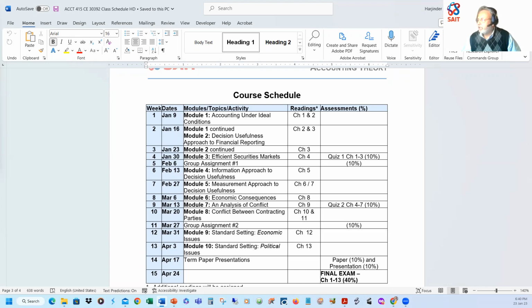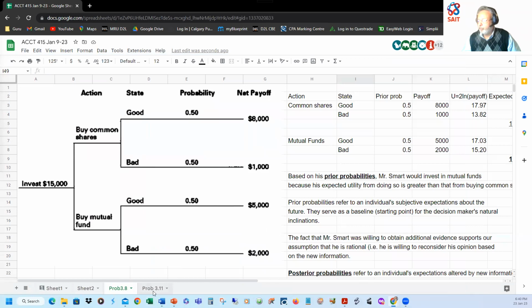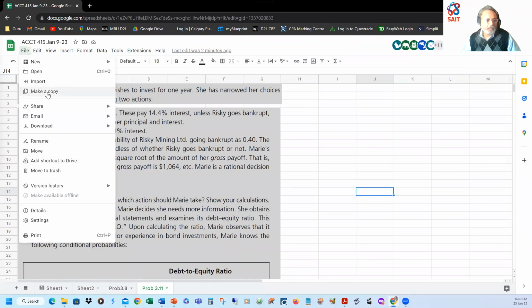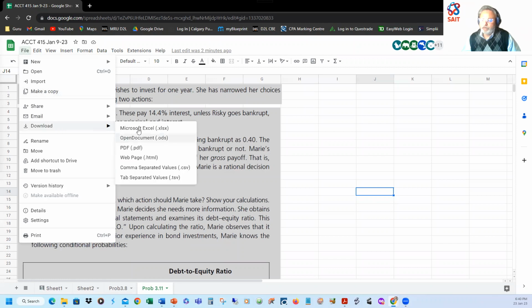And what I would like you to do is to work on problem 311 in this file. Since you're not allowed to make any changes to the file that I've shared with you, what you need to do is click on File and make a copy, or download a Microsoft Excel version.